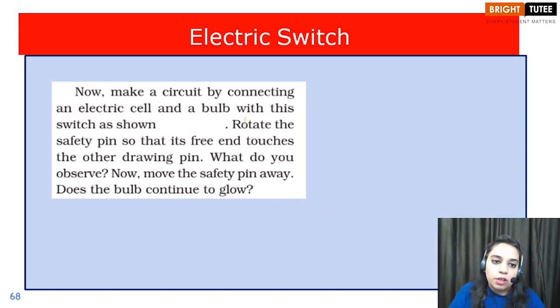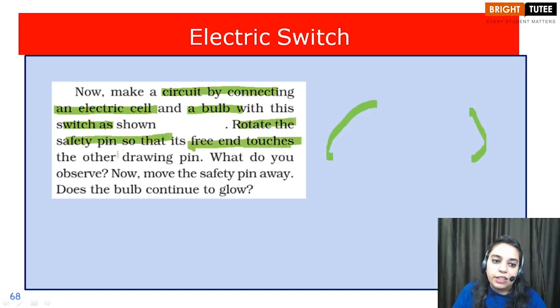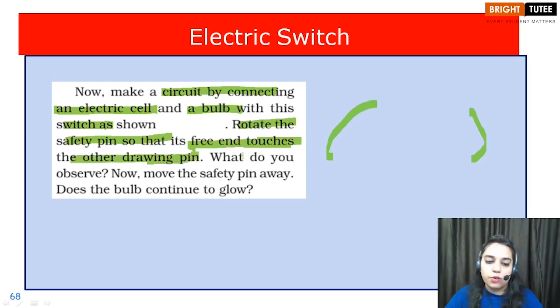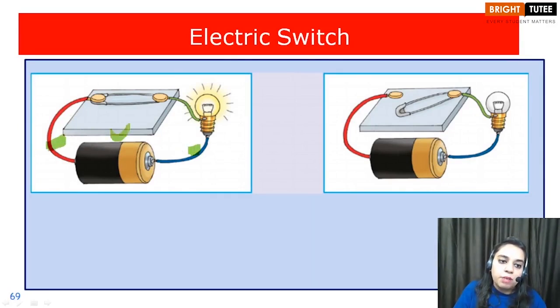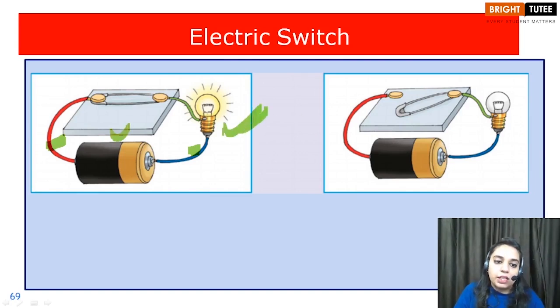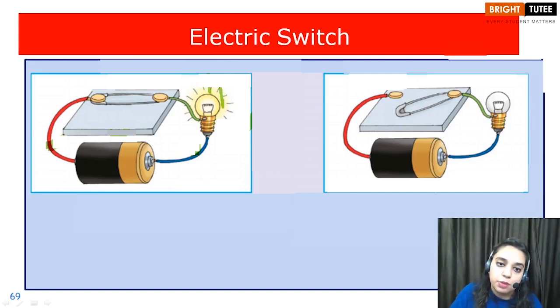So now make a circuit by connecting an electric cell and a bulb with this switch. Okay children, now what we are going to do is connect the two connecting wires that we have created from this switch to the bulb. Rotate the safety pin so that its free end touches the other drawing pin. Now children, let us see what happens. We have connected the two connecting wires with the bulb and a cell.